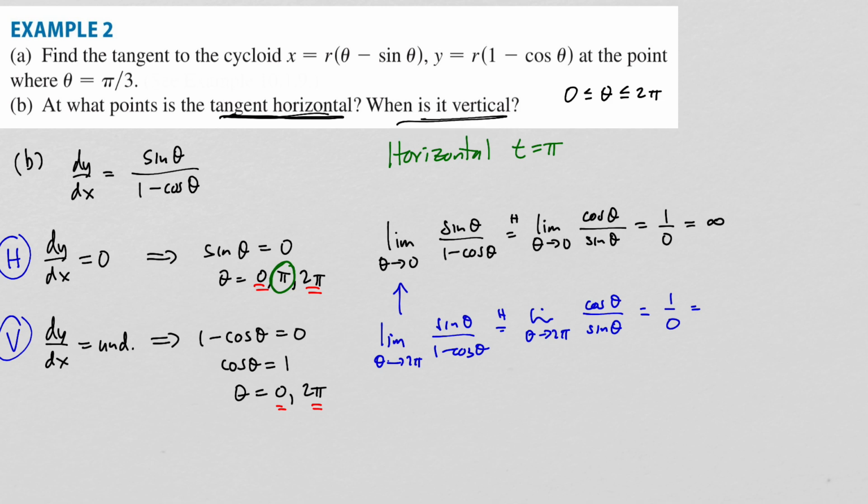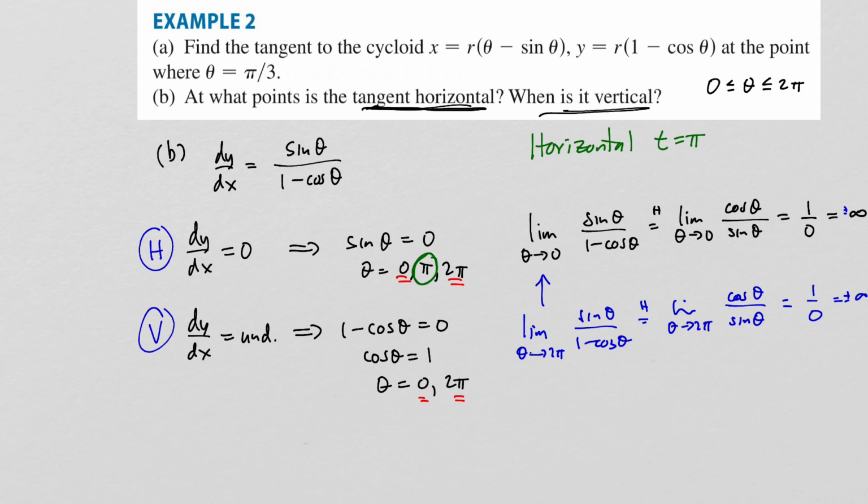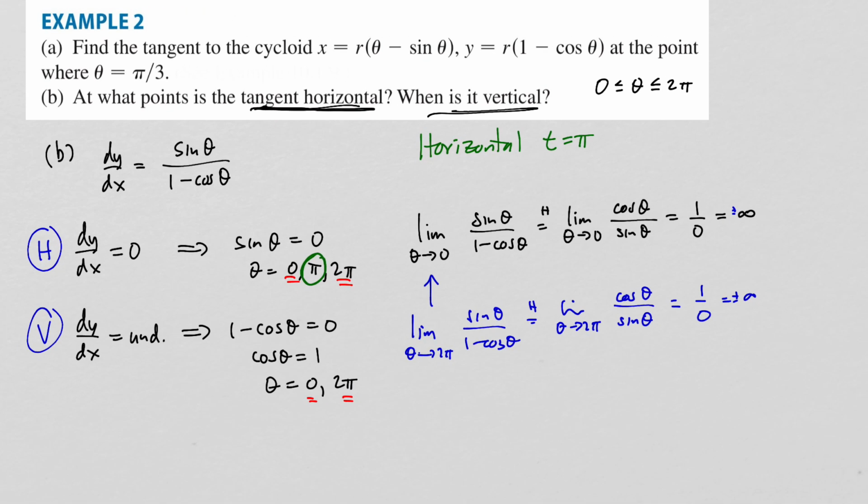Okay, and technically, again, you get plus or minus infinity depending on if you're coming from the left or coming from the right. So what does that mean? Well, it means that when theta is 0 or 2 pi, the derivative is undefined, and therefore you have a vertical tangent.